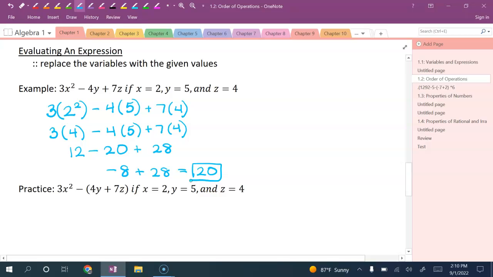Underneath that is a practice problem. You can see that it looks just a little bit different than that one that we just did. So pause the video here, try to do this problem, and then come back to watch what the answer should have been.